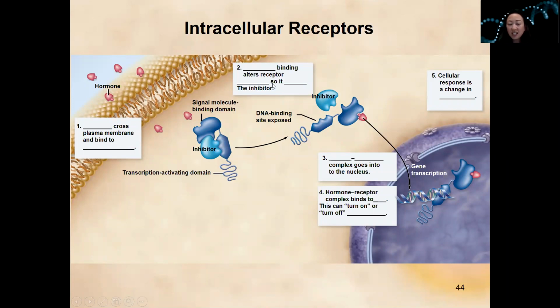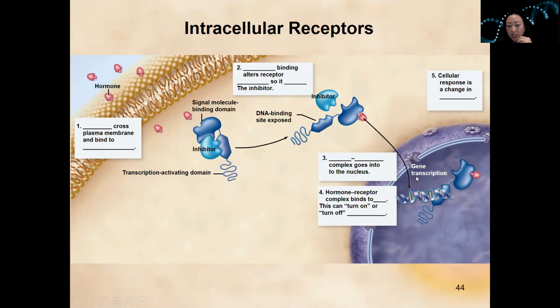And as it changes, it now releases the inhibitor. So you see how the conformation changes, it goes from this to this, and now the inhibitor is gone. The hormone's still on it, but this shape change now allows it to do something it wasn't able to do before. It can now go through the nuclear pore and inside the nucleus to actually change gene transcription, okay? So now the hormone and receptor complex moves into the nucleus.